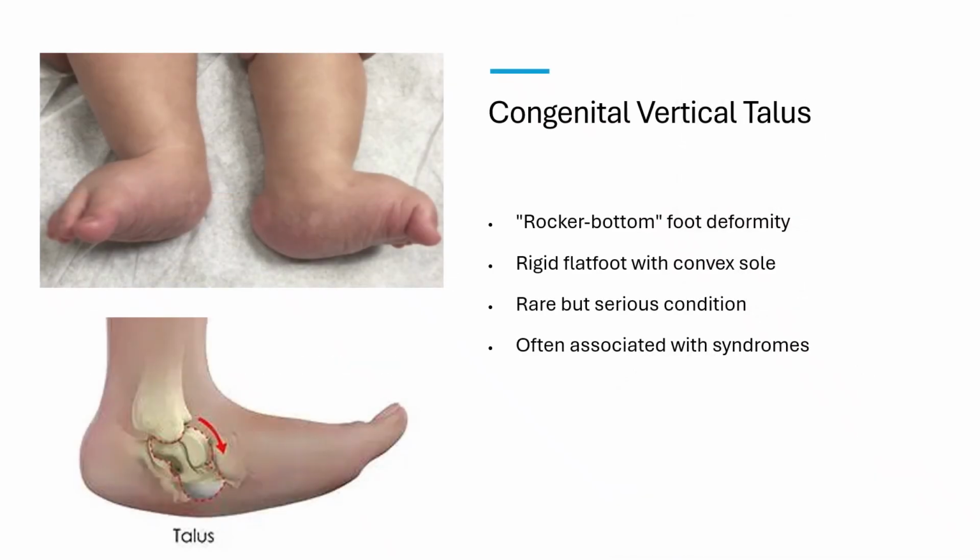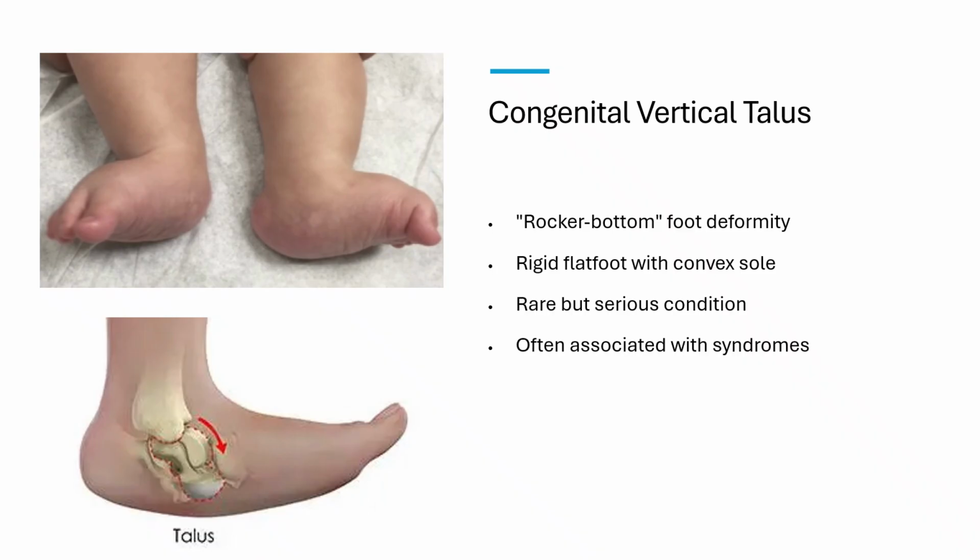Congenital vertical talus creates a rocker bottom foot deformity that represents one of the most serious congenital foot abnormalities you'll encounter. Unlike the positioning problems we've discussed, this condition involves actual structural abnormalities where the talus bone becomes vertically oriented instead of maintaining its normal horizontal position. This creates a rigid flat foot with a convex sole that rocks like the bottom of a rocking chair when placed on a flat surface.